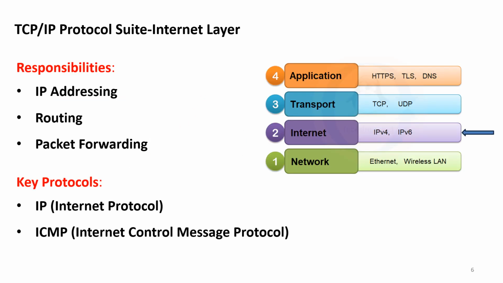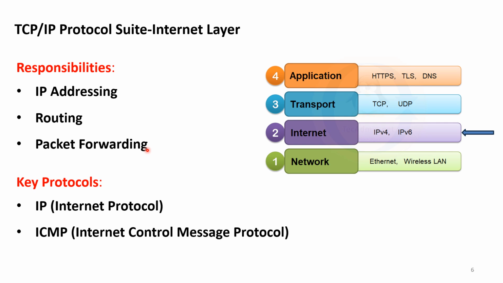The internet layer manages logical addressing and routing of data packets across multiple networks. The responsibilities of the internet layer are IP addressing, which assigns and manages IP addresses for devices, enabling data packets to be routed from source to destination; routing, which determines the best path for data packets to travel through interconnected networks; and packet forwarding, which moves packets through routers and other network devices.